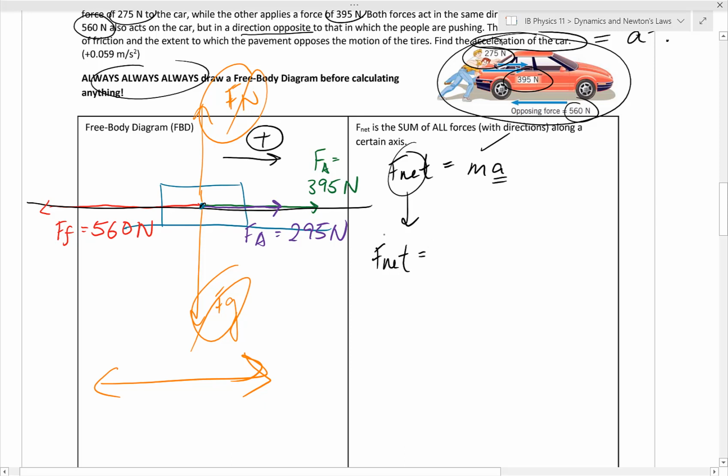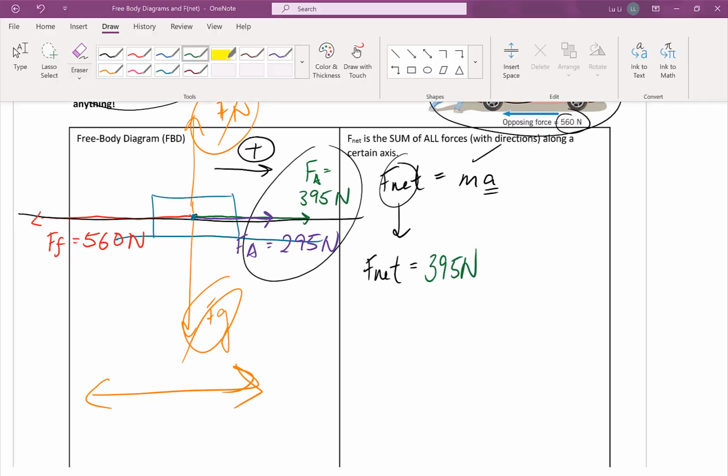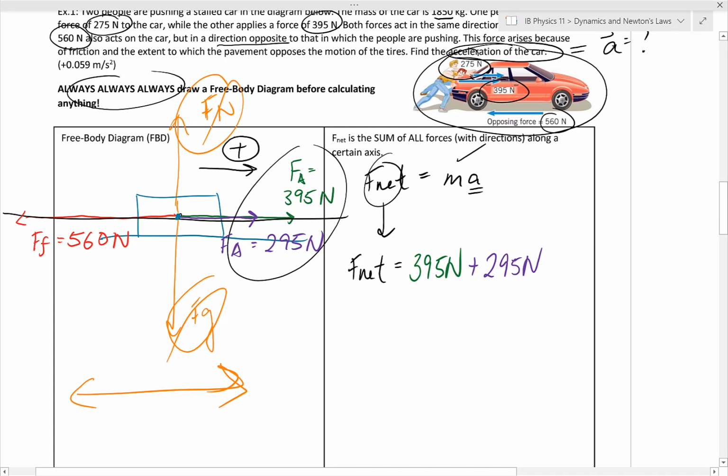So Fnet, since the forward direction is positive, let's write them down. We have 395 in the forward direction, plus 295 also in the forward direction. And since the friction force is in the opposite direction, I'm going to subtract 560 newtons. If we add this all together, this is going to give us 110 newtons left over in the positive direction.